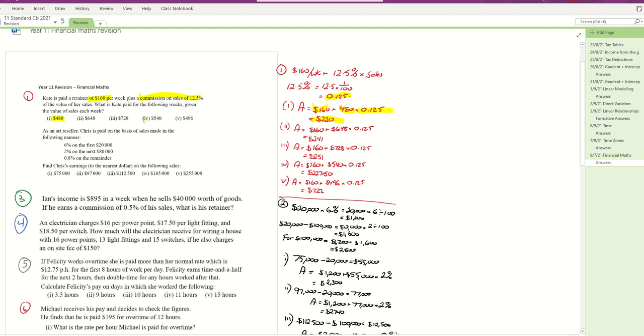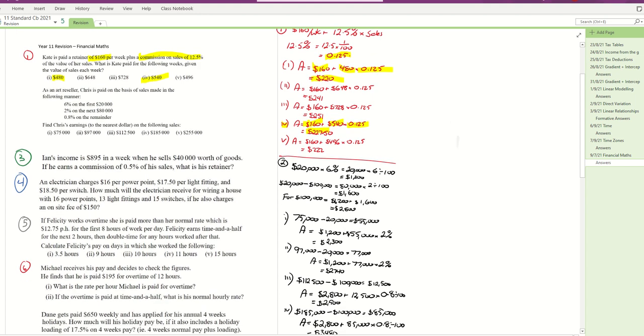If we look at question 4, her amount is the 160 retainer plus 540 times that 0.125, which is 12.5%. Put it in your calculator and I get the answer of $227.50. So I'm going to let you do the rest of those.